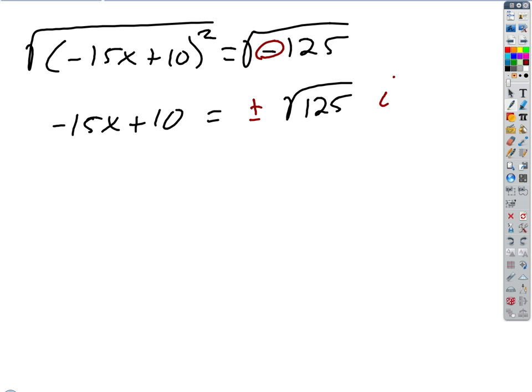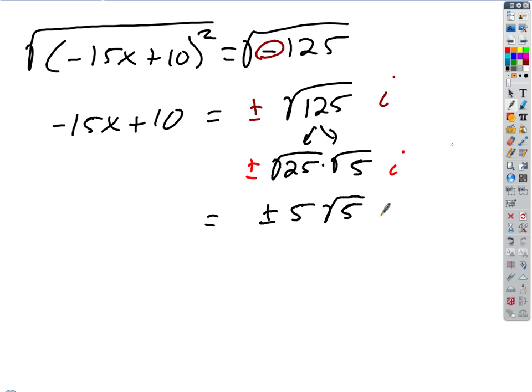Is there a perfect square that divides into 125? 25, right? I can break that up into the square root of 25 times the square root of 5 times i plus or minus, right? So we end up then with, finally, the square root of 25 is 5. So plus or minus 5 times the square root of 5 times i. On this side, now what? What do you think?